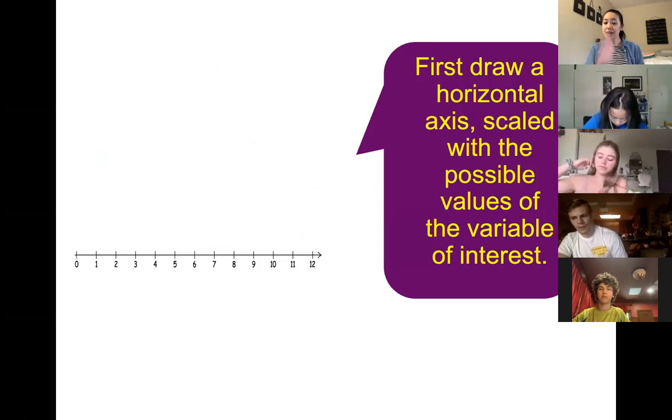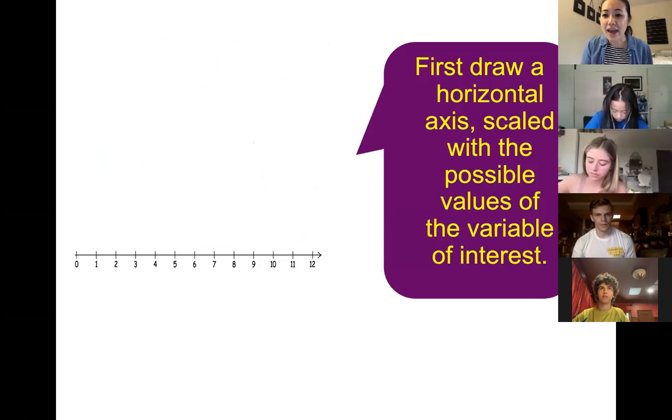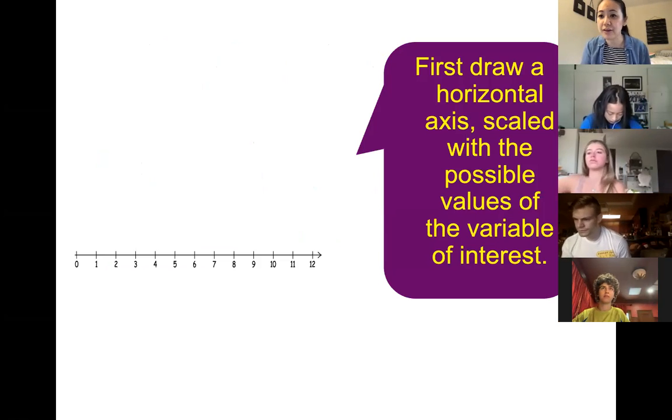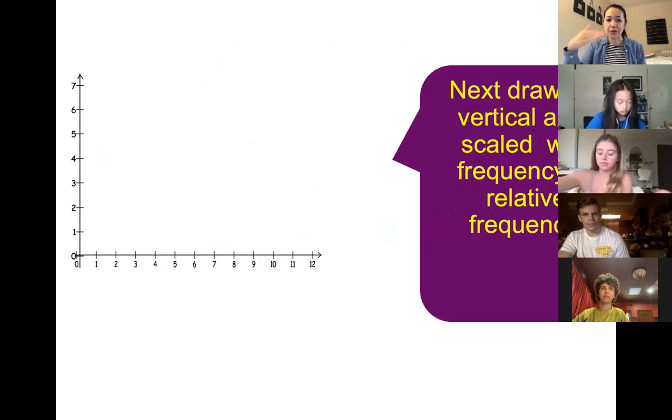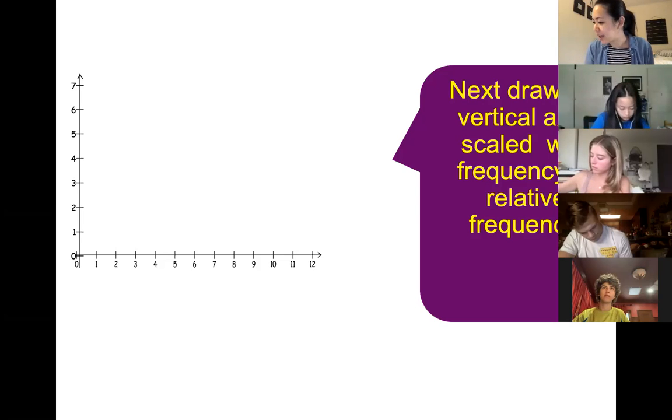Okay, next, go ahead and do a vertical axis. For the vertical axis, this data set doesn't look that big, so I think jumping by intervals of 1 makes sense. So I'm going to go ahead and do the same thing: 0, 1, 2, 3, 4, 5, 6, and 7, I think should be enough.